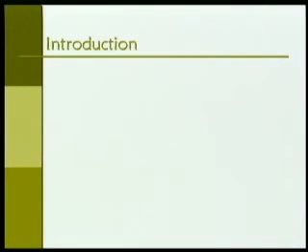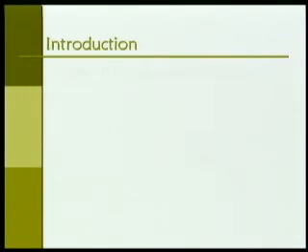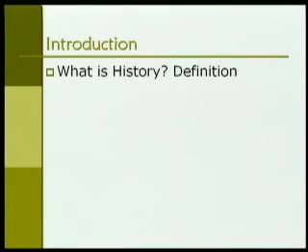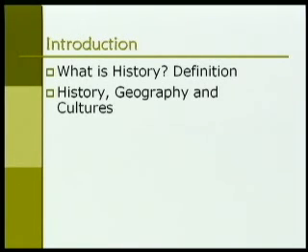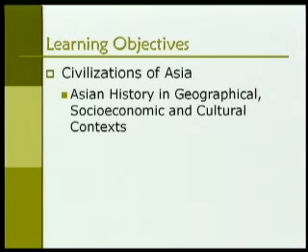Now, History 241, the civilizations of Asia. Let's see what are some of the learning objectives in this class, what you are going to be learning. A lot of exciting stuff that we're going to go into. First of all, this is a history class, and so I'm going to talk about what is history itself, some of the problems of definitions, and how history, geography, and cultures are made and how they are interconnected. So some of the learning objectives in this class would be civilizations of Asia, how they came about, Asian history, especially in its geographical, socioeconomic, and cultural context, and how the geography, the society, the economics, and the cultures work together to make civilizations. So some of those things we would talk about.